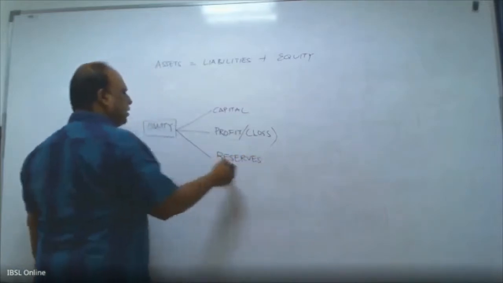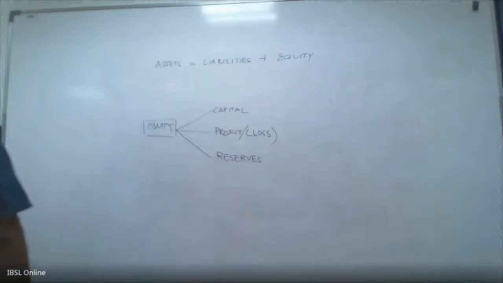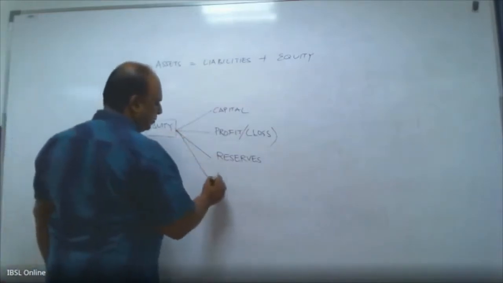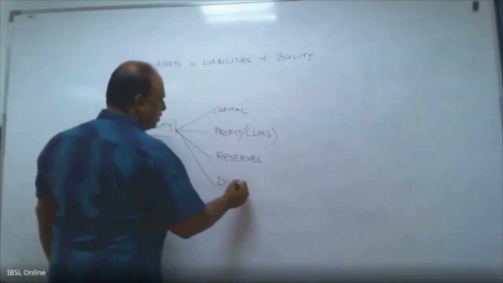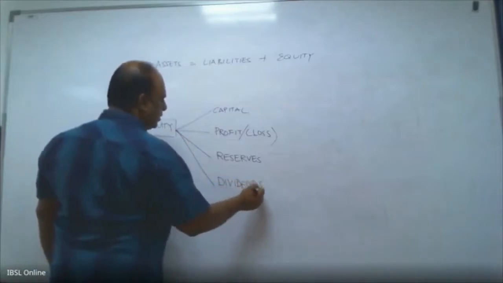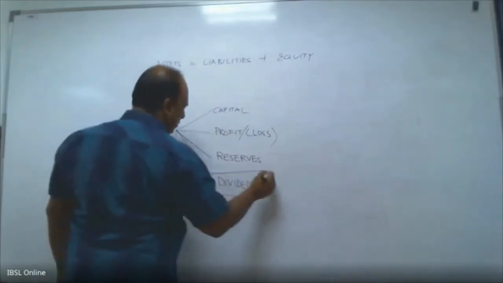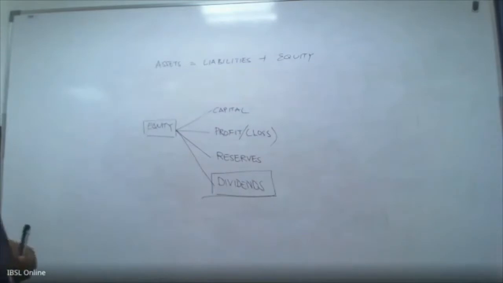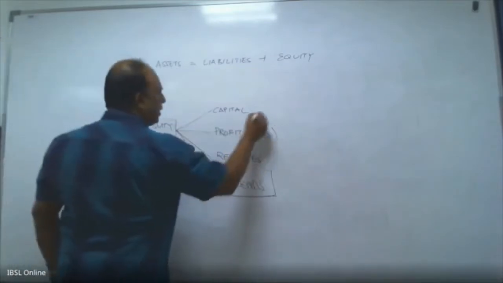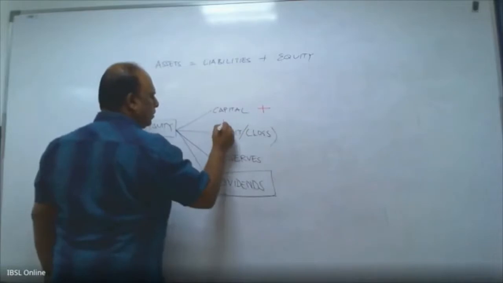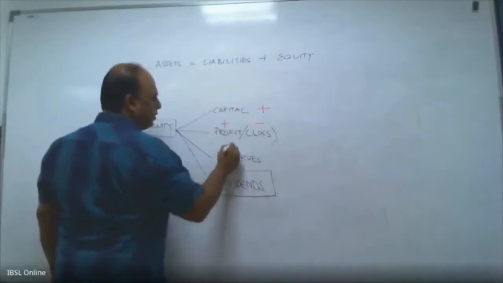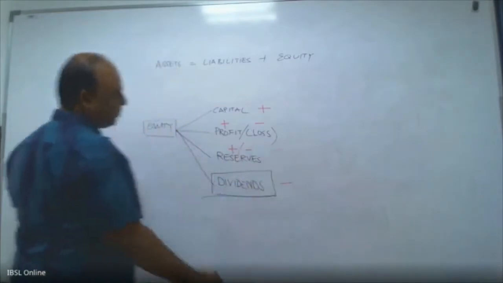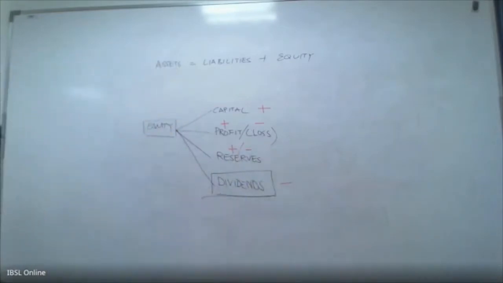Right? We will learn gradually what the reserves are. And most importantly, the next part, what you distribute to your shareholders, the dividends. Okay? Dividends. So what happens in the equity: this is a positive, this is a positive, this is a negative, this is a positive or a negative, and this is a negative. Right? This is a negative.